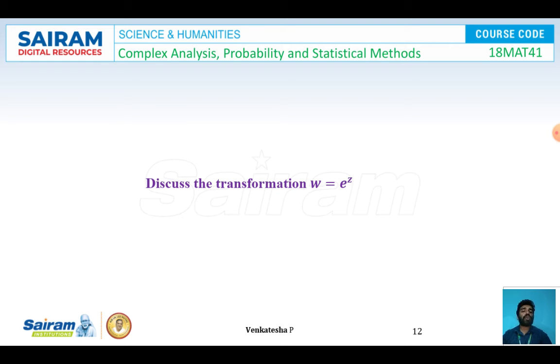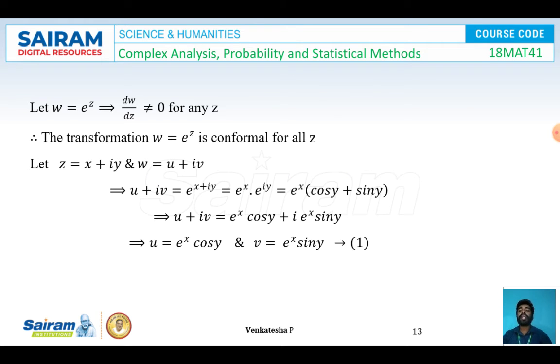Next one is the transformation of w is equal to e power z. So let us discuss this transformation. Consider w is equal to e power z. On differentiating this equation with respect to z, I'll be getting dw by dz is not equal to 0 for any value of z. So the transformation w is equal to e power z is conformal for all values of z.